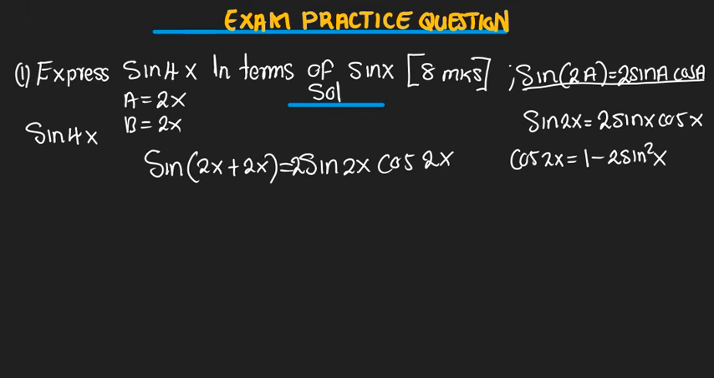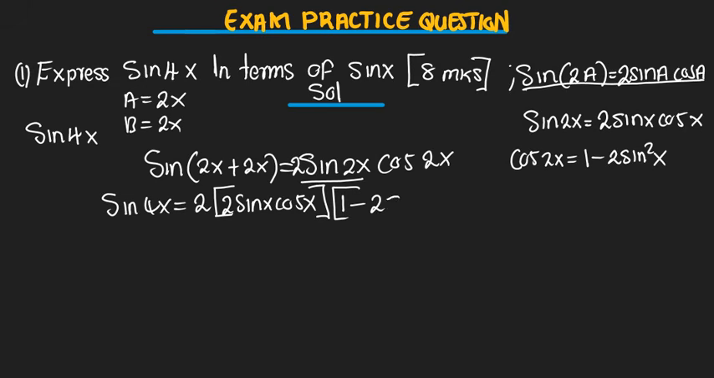So sine 4x is going to equal 2. Where there is sine 2x, I'm going to replace it with my formula, so it's going to be 2 sine x cosine x, like that. Then here, cosine 2x, entirely I'm going to replace with 1 minus 2 sine squared x.